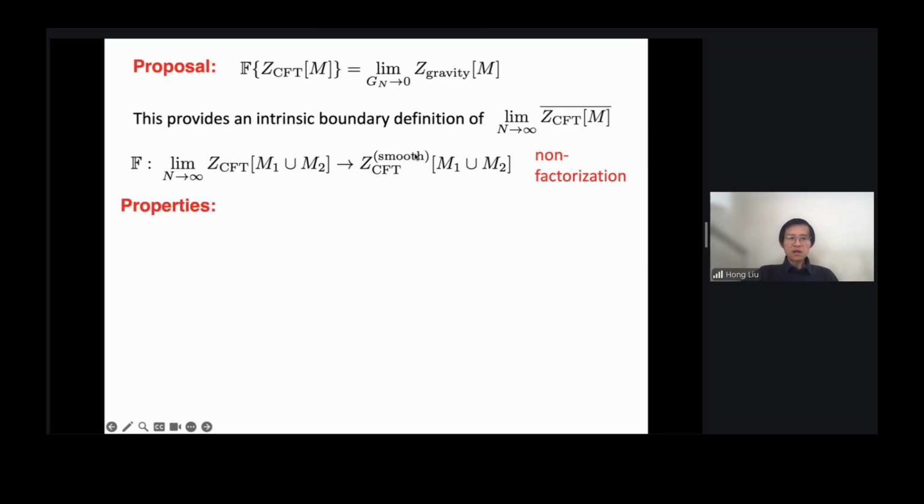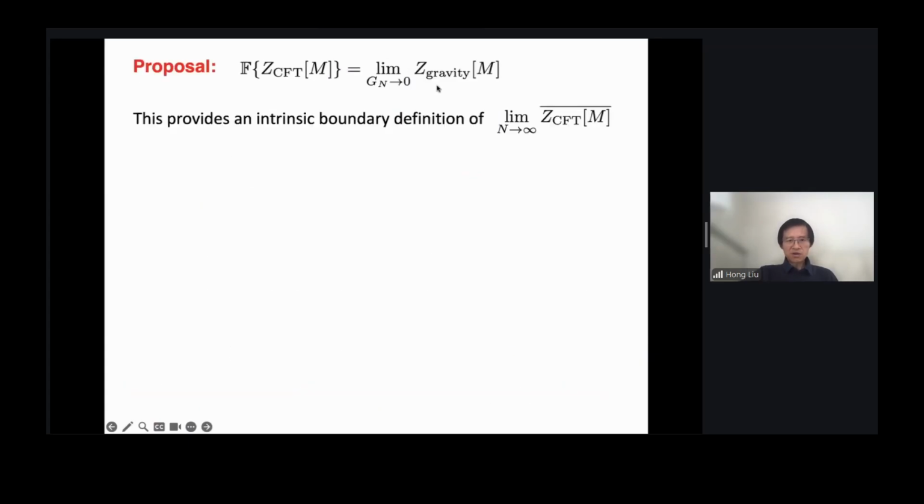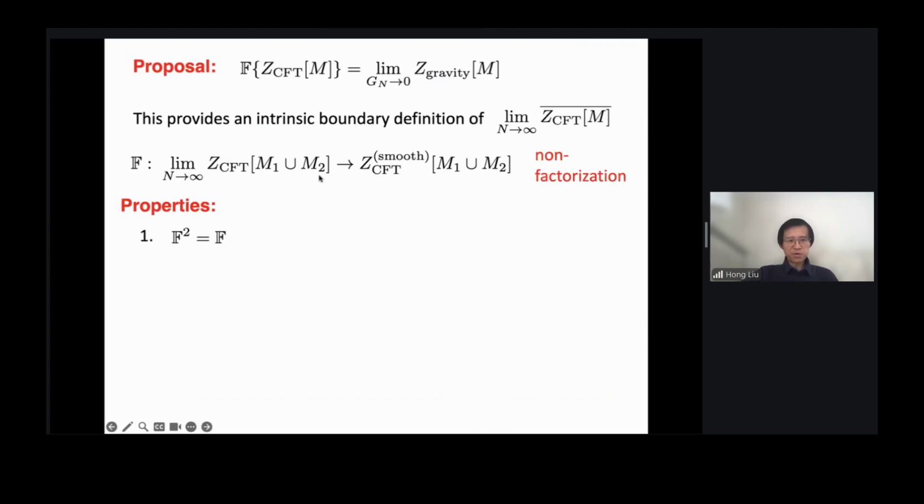So now let me just list some properties of this filter. These properties, in principle, you should be able to just deduce from this split. For example, the first property is that this should behave like a projection. If you act the filter twice, if something is already smooth, of course, when you filter it, you still get something smooth. So this behaves like a projection.